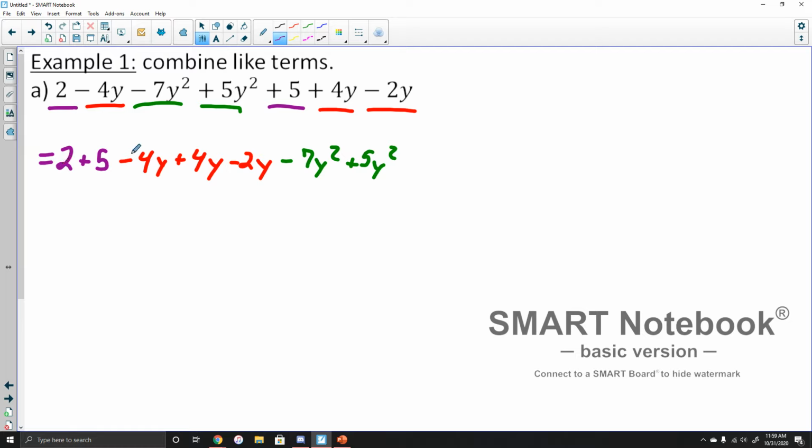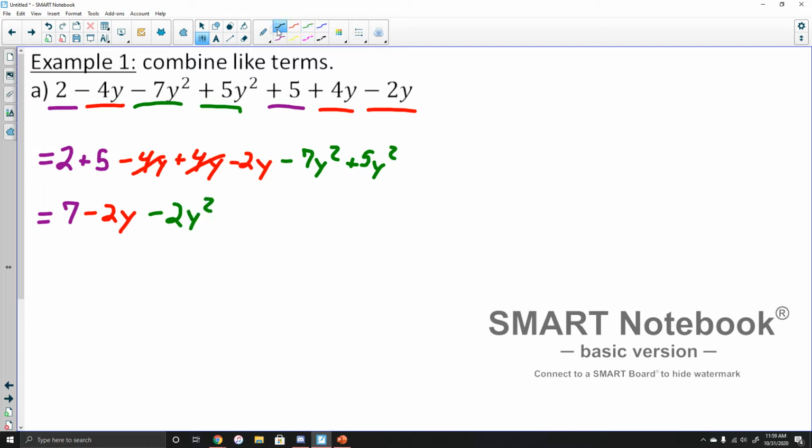If you want to, you could put parentheses around these so that it makes even more sense. But now we can just go through each of these. 2 plus 5 is 7. And then -4y plus 4y, that's going to be 0y, right? Minus 2y, 0 minus 2y is going to be just minus 2y. And then we have -7y squared plus 5y squared. And -7 plus 5 is going to be -2. And then that y squared hangs out front.